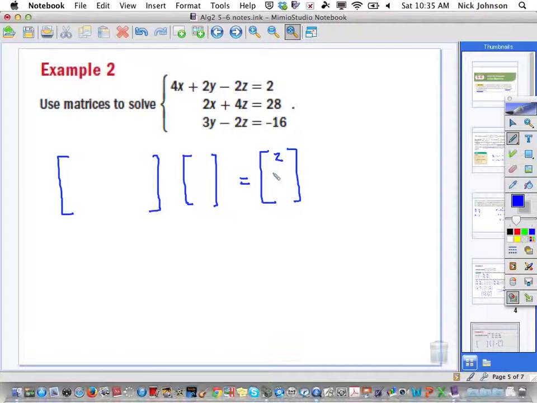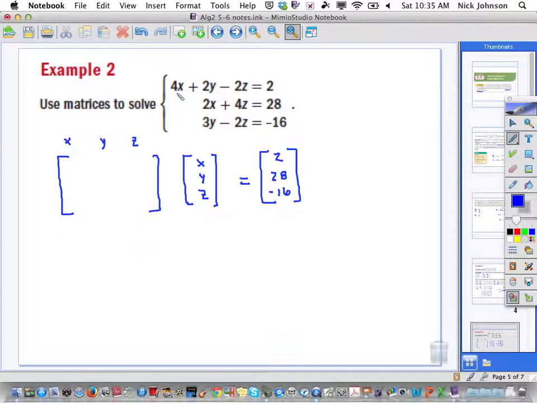So my solution is 2, 28, and a negative 16. This is x, y, z. And now for my coefficient matrix, I want you to pay attention to this. You want your x's to go all down this way, your y's to go down the middle, your z's to go down your right-hand side. So you have x's, you have y's, you have z's.